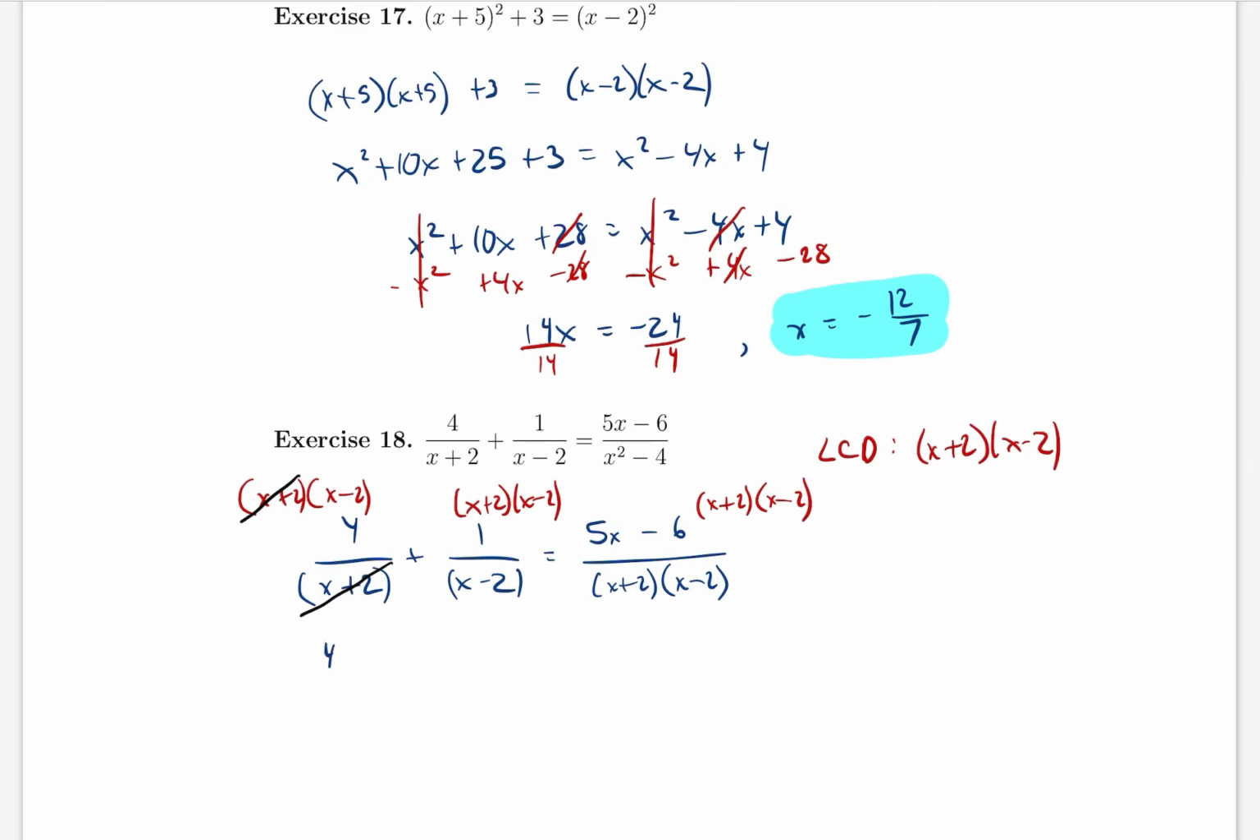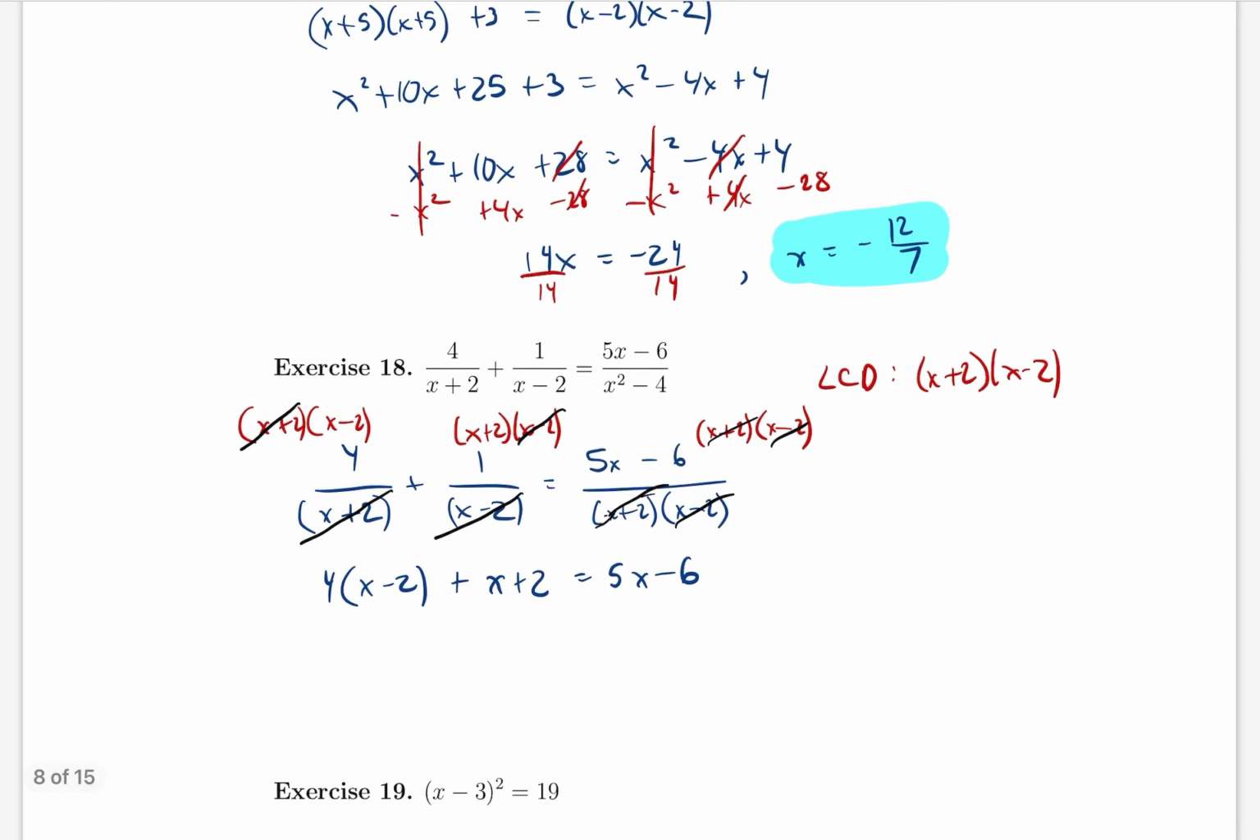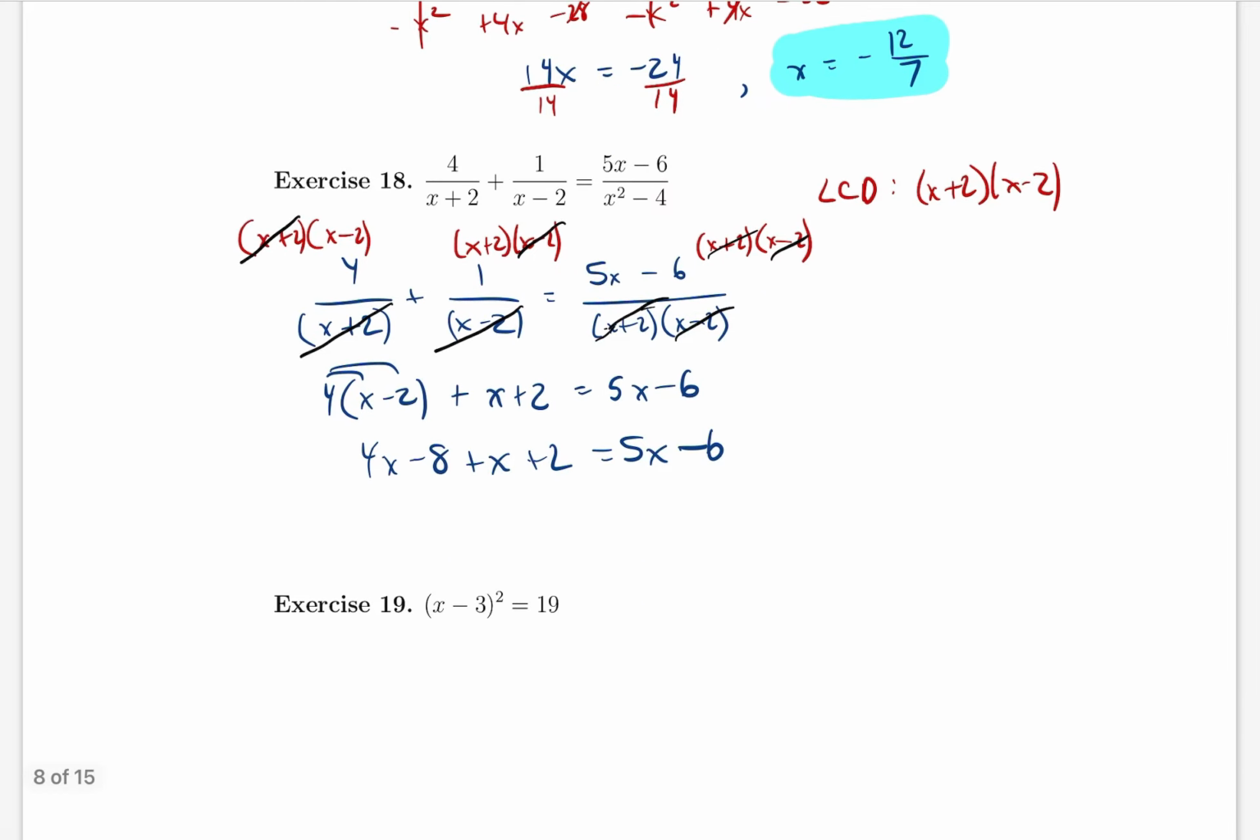So we're going to be left with 4 times x minus 2 for the first term. Cancel the x minus 2's. We're left with x plus 2 for the second term. And then for the last one, both of these factors cancel out, and we're just left with 5x minus 6. Now it's just a matter of distributing and combining like terms and solving for x.